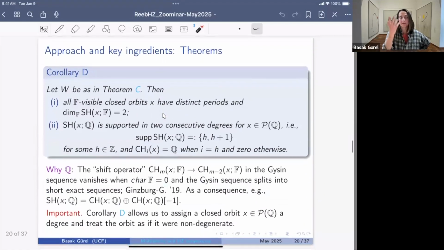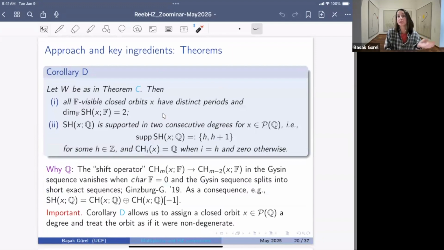So here is an essentially immediate corollary of theorem C, which said the dimension of SH^t is 1 for every t. The setting is exactly as in the previous theorem, a DC Reeb pseudo-rotation. The first part says that all F-visible orbits, so this set P of F, have distinct periods, and the dimension of local symplectic homology for all F-visible orbits is 2. And the second thing concerns Q coefficients: SH^Q is supported in 2 consecutive degrees.